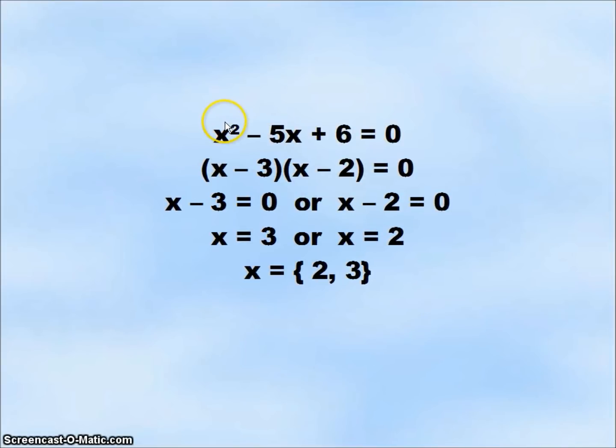So, this original equation is equivalent to this in its factored form. So, this factor equals 0, or this factor equals 0. So we can readily see that x equals 3, or x equals 2. Or we say x is equal to the solution set 2 and 3.